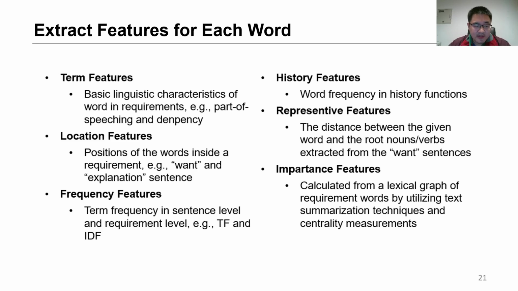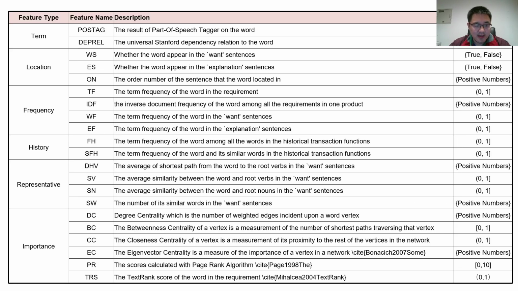The first step is to extract the feature for each word. The features involve six categories, including term features, location features, frequency features, history features, representative features, and importance features. The details of each feature are shown in the table. There are totally 21 features used for the word predictor.